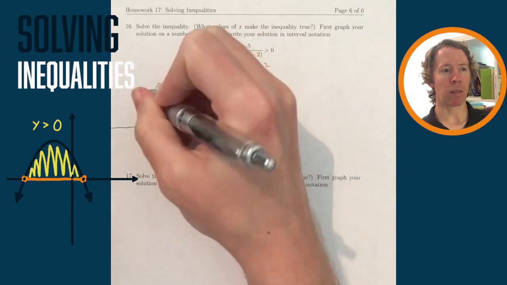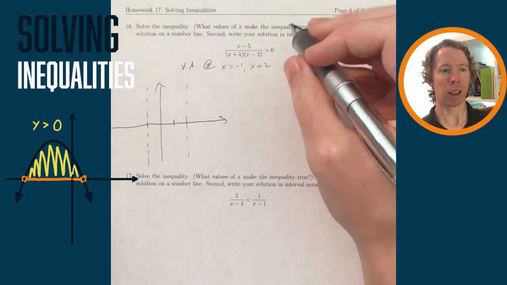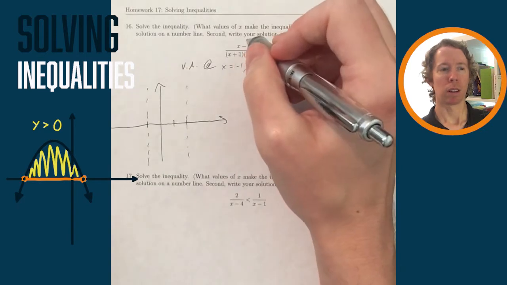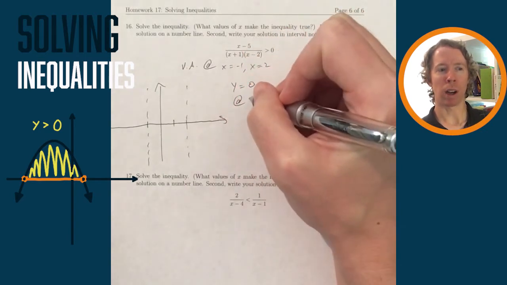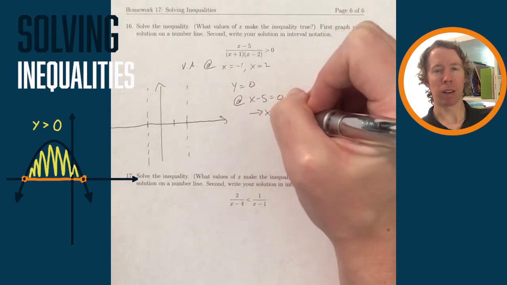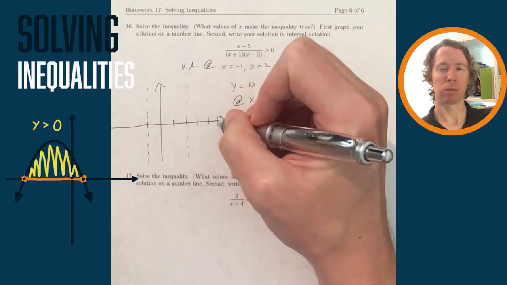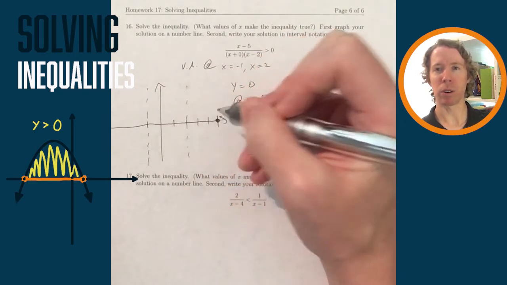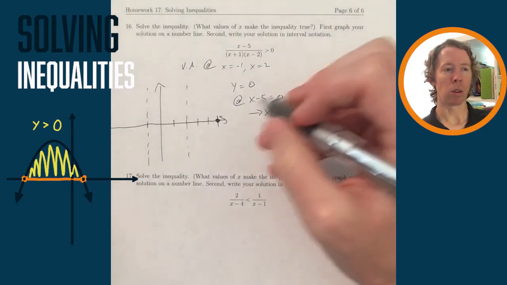So I see I've got vertical asymptotes at x equals 2 and x equals -1. And then what about x-intercepts? So where would the y value be equal to 0? Well, if that fraction is equal to 0, that means the numerator has to be 0. So if x minus 5 is 0, then x has to be 5. That's the only x-intercept.